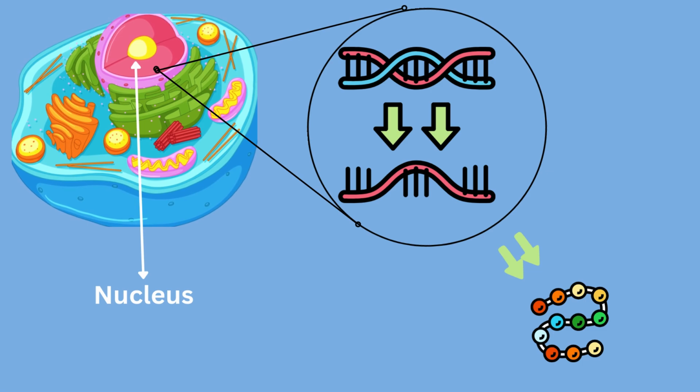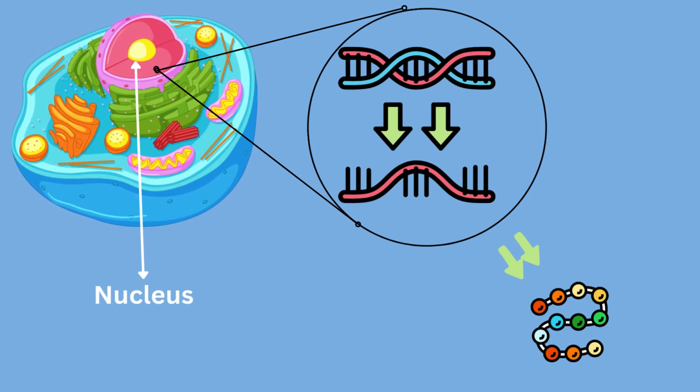1. Nucleus. The nucleus acts as the control center of the cell, housing all the genetic information, DNA. It directs the cell's activities, including growth, reproduction, and protein production, by regulating gene expression. DNA replication occurs here, ensuring that genetic material is passed on accurately during cell division.